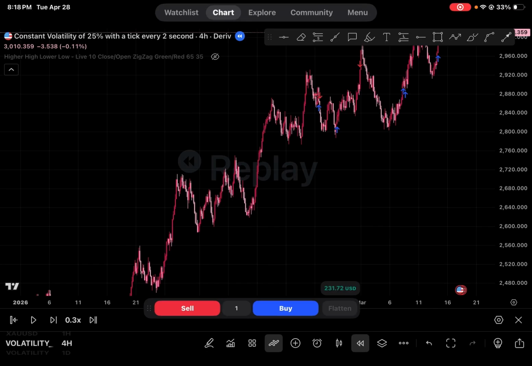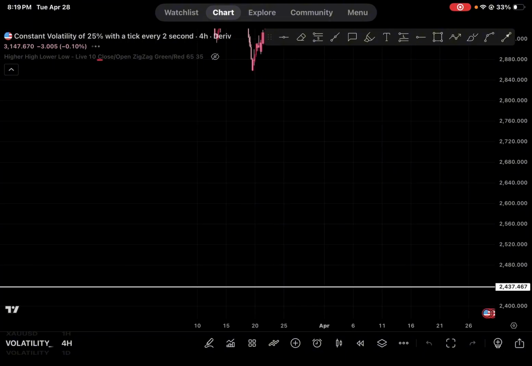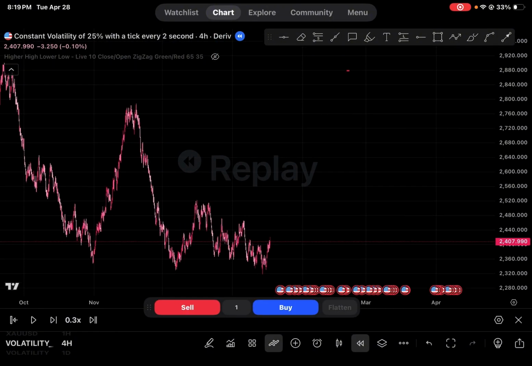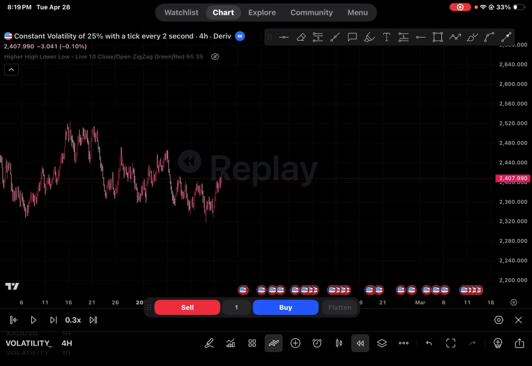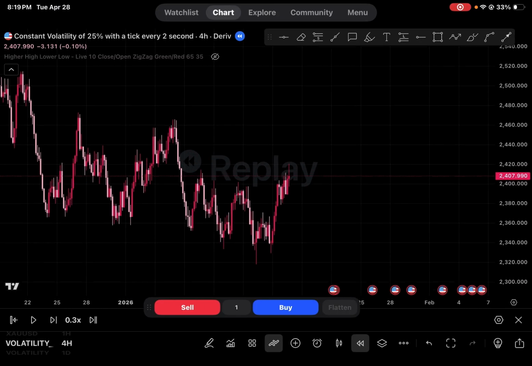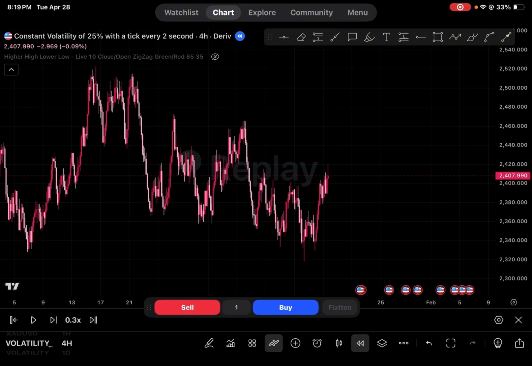Alright, so ICC consists of indication, correction, and continuation, right? With the replay tool on TradingView, we can see what happened in the past. Put the chart to wherever we want it to go and play it.